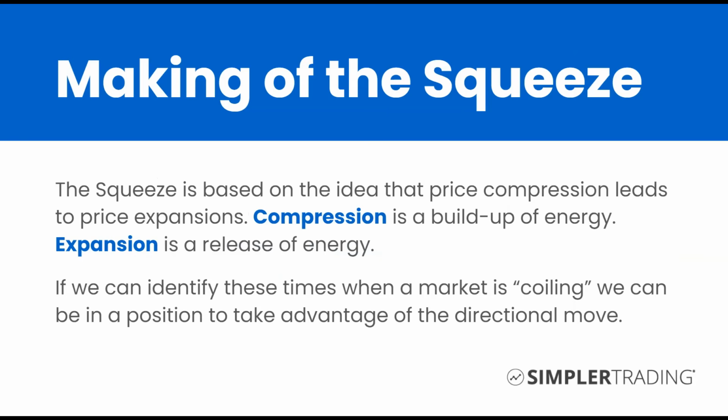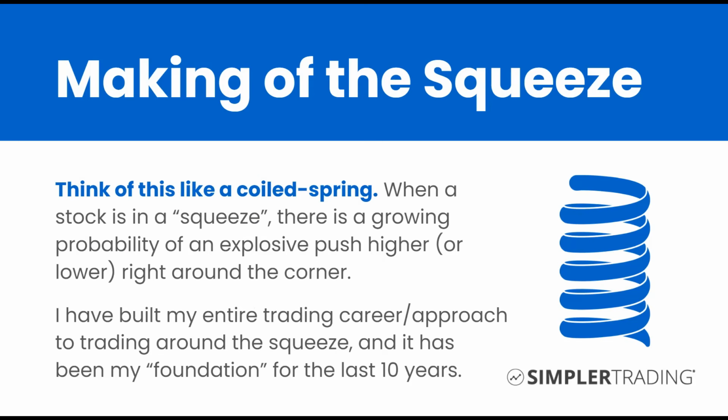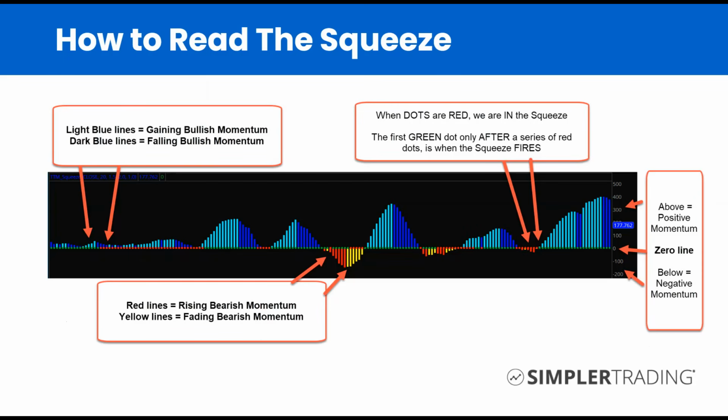And that's where you have the 2 phases of the squeeze, the compression and then the expansion. The compression is the buildup of energy, and the expansion is the release of energy. So our goal is to build our positions during the compression, and then we look to take our profits during the expansion. So think of this very much like a coiled spring. When a stock is in a squeeze, whether it be on a weekly chart, a daily chart, a 30-minute chart, the stock is basically a coiled spring. We want to find that coiled spring before that big pop.